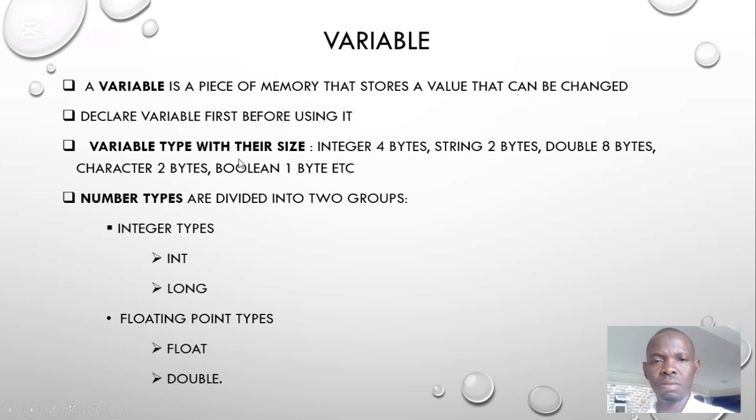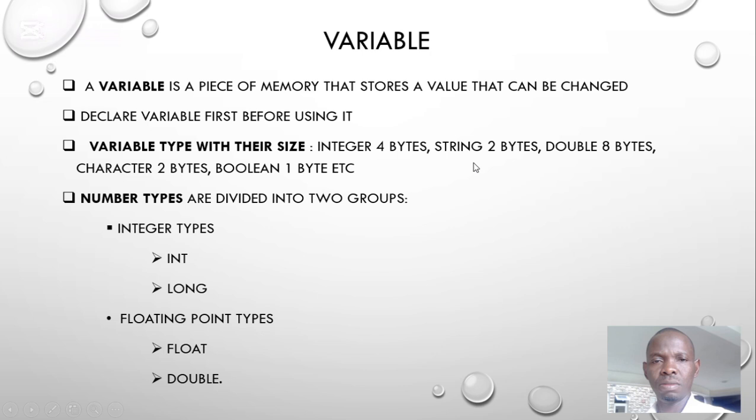We have different variable types in C#. Let me mention a few. We have the integer, which is 4 bytes. We have a string, which is 2 bytes. We have double, which is 8 bytes. We have character, which is 2 bytes. And we have the boolean, which is 1 byte.